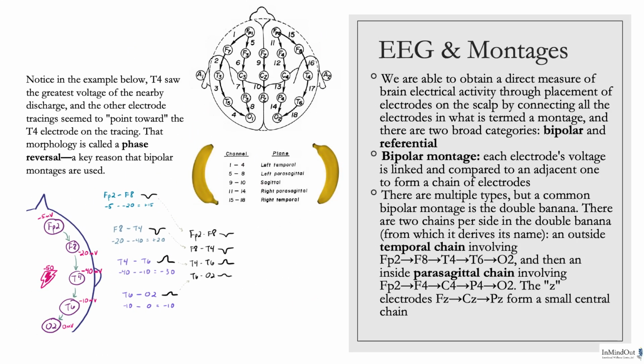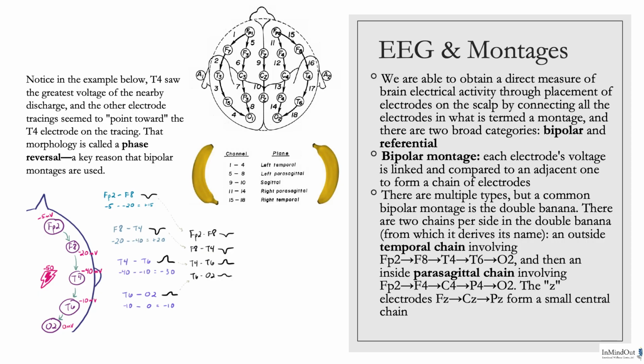Once we pass that activity, the deflection is in the opposite direction, and that is what we call a phase reversal. That is one of the reasons why bipolar montages are excellent in trying to determine where an activity is, or which channel certain activity is prominent in. In this montage right here, we call it the longitudinal bipolar because it's from front to back.